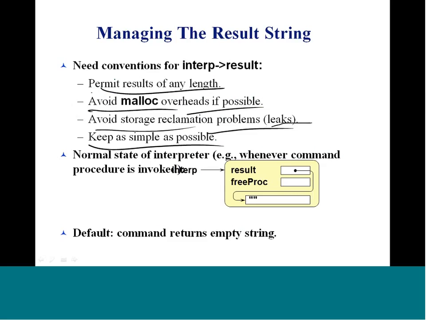And then the normal state of the interpreter is to invoke the interpreter essentially. So here the result has some number here and then it's called the free proc.